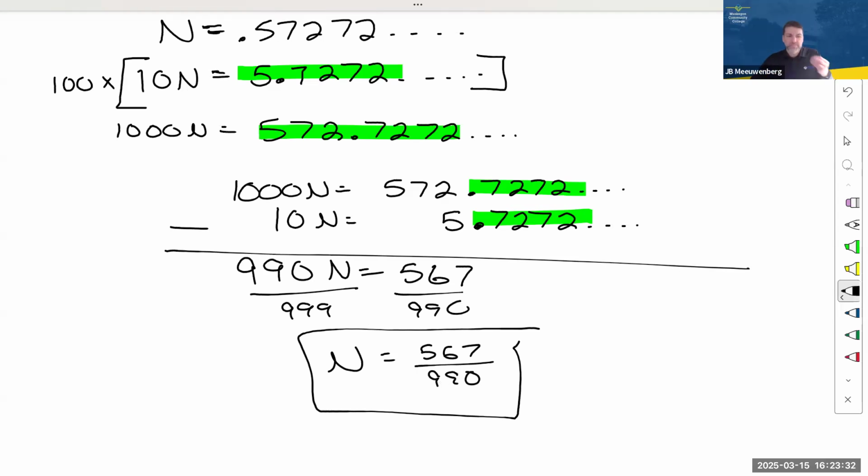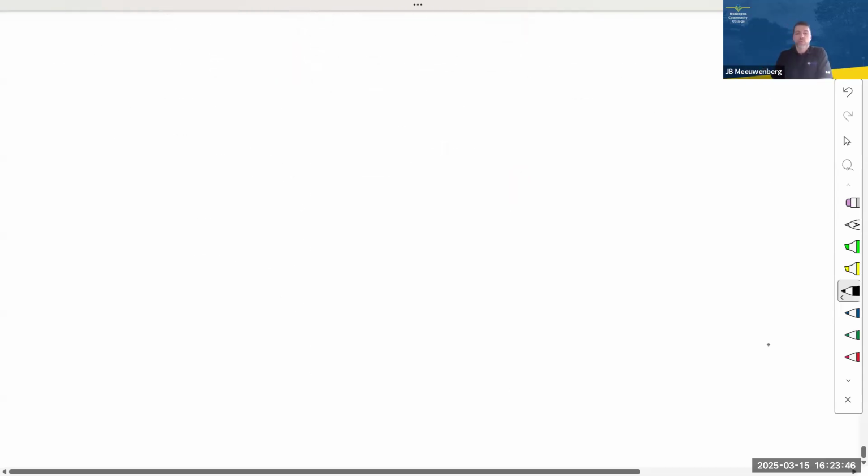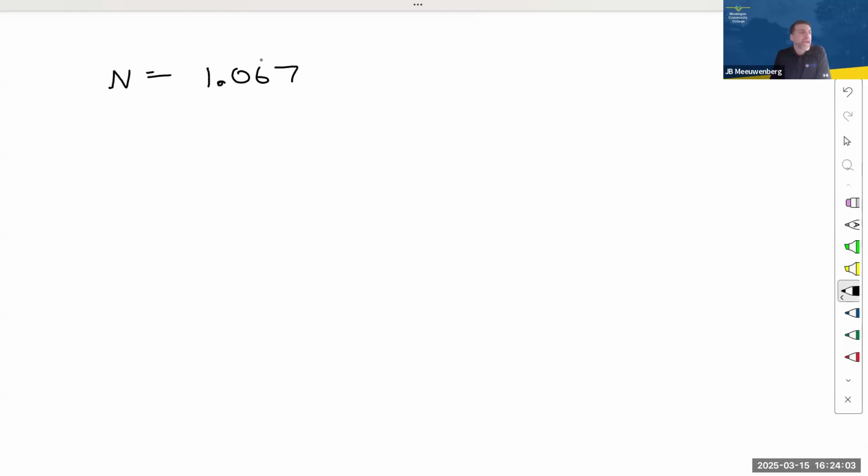Okay, so this process is a bit challenging, but after a little practice, after a little work, I think you'll be okay with that. So I'm going to have you try one of these on your own. So let's do this one. Let's let n equal 1.067, and the 67 is the repeating part. Okay, so this might take you a few minutes, but give it a shot, try it, and then unpause the video.